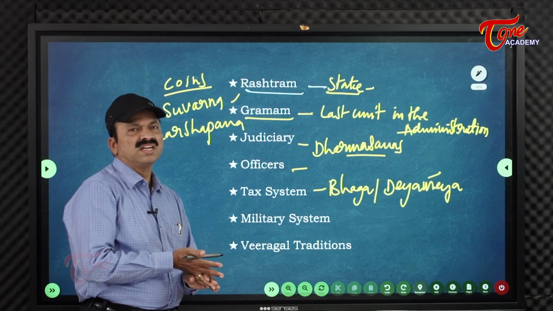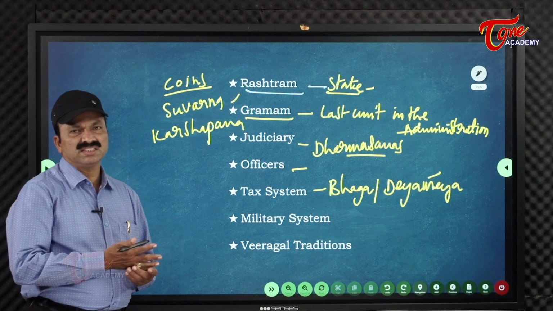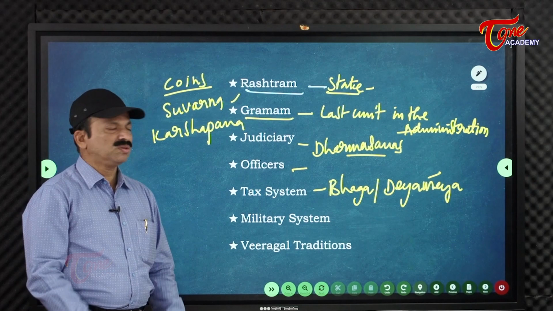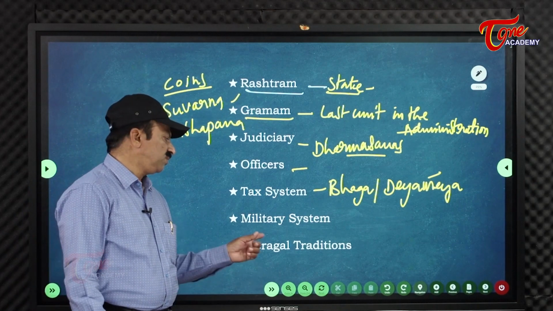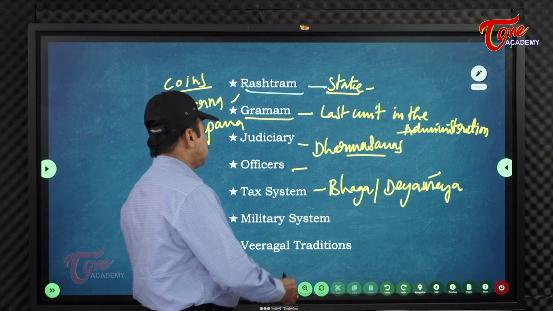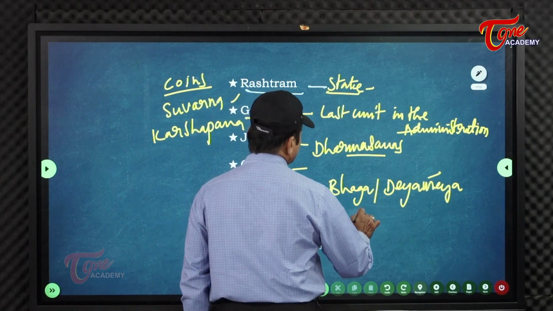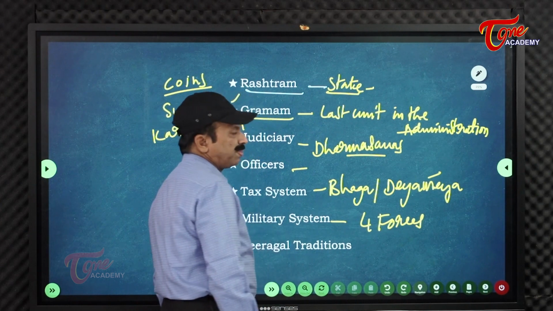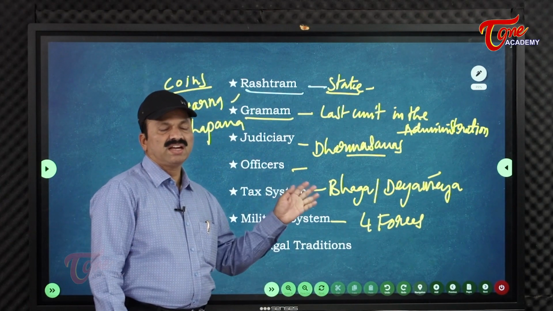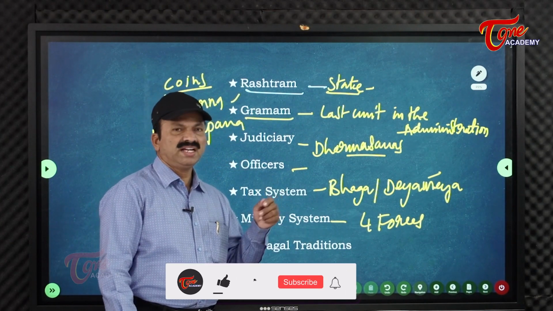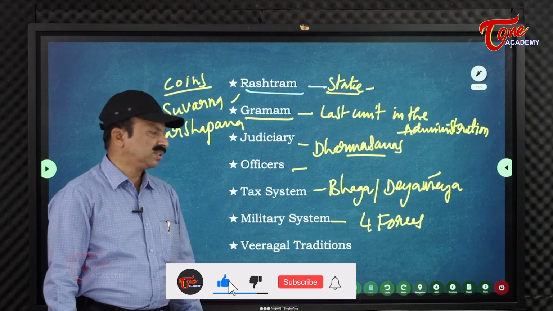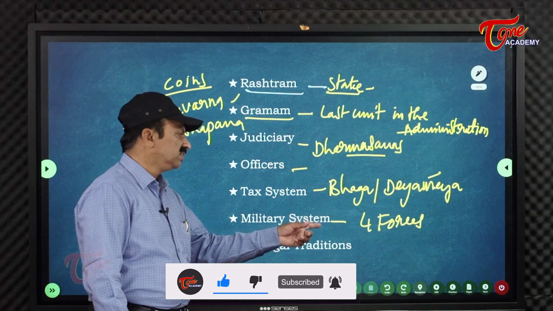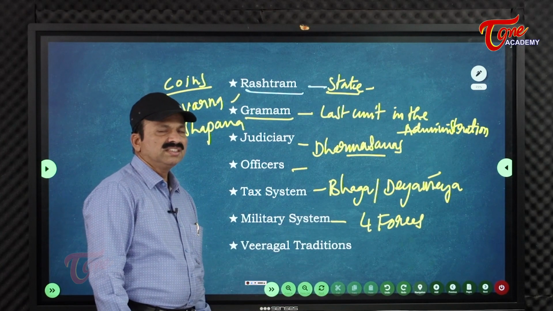Military system, if you see, a good military existed, Chaturanga Bala continued even in this period. So military forces, 4 forces existed in the military: infantry, cavalry, elephantry, and chariots. But chariots did not play that important a role. Elephantry also did not play that important a role, right? So 4 forces existed.